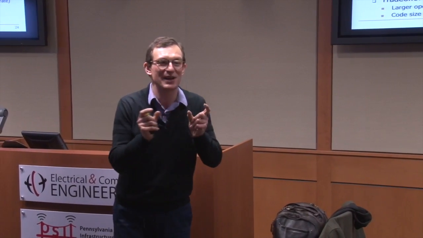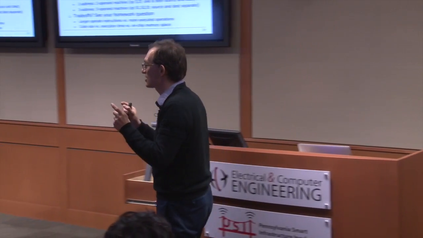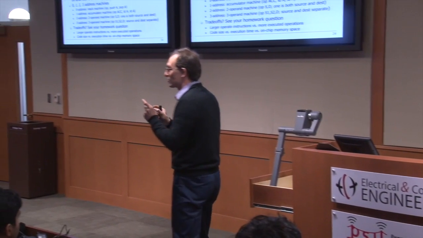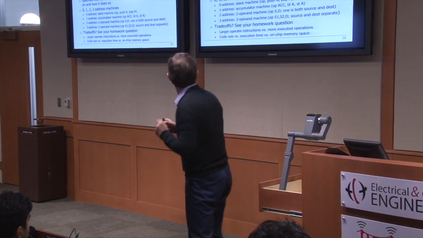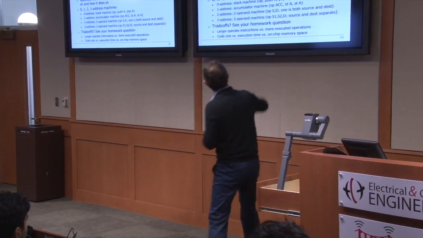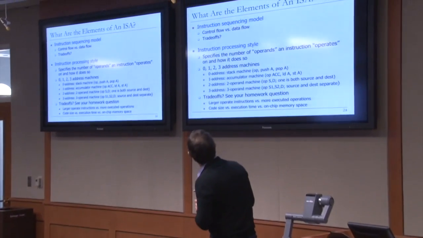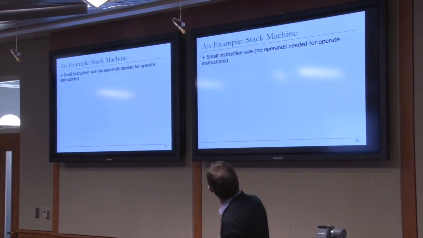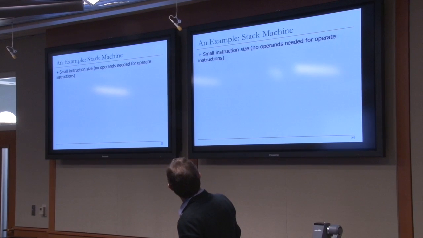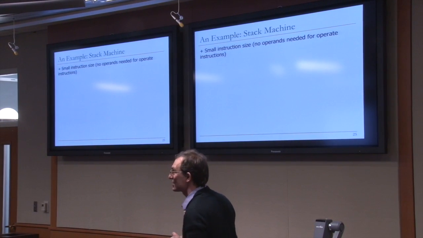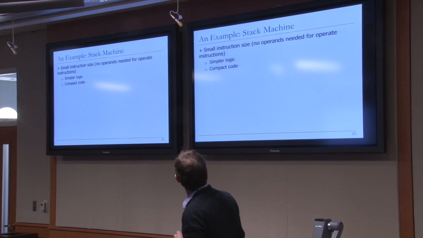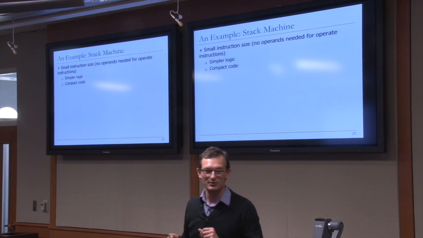Because, again, you're not specifying the location of the operations, right? But your execution time may not be faster, and maybe you don't have a lot of flexibility, right? So let me give you the example of the stack machine. You get small instruction size because no operands are needed for operate instructions. As a result, you get simpler logic and compact code.